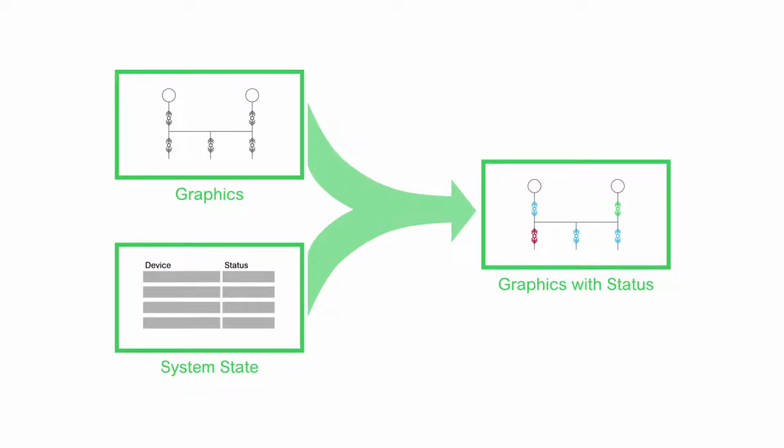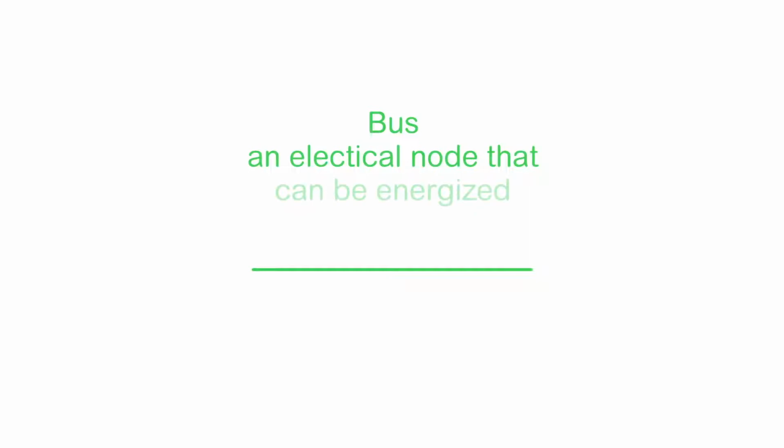First, let's talk about buses. A bus is an electrical node that can be energized. When this happens, the bus changes color based on the rules that we'll talk about shortly. This bus has a name, and all components that are directly connected will have the same bus name.